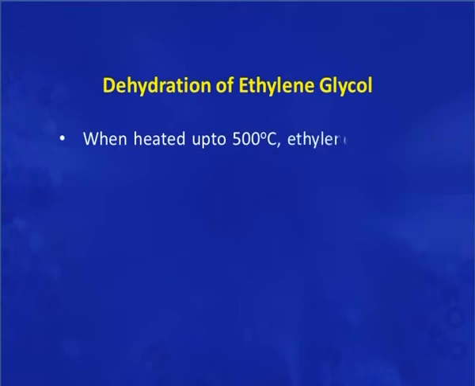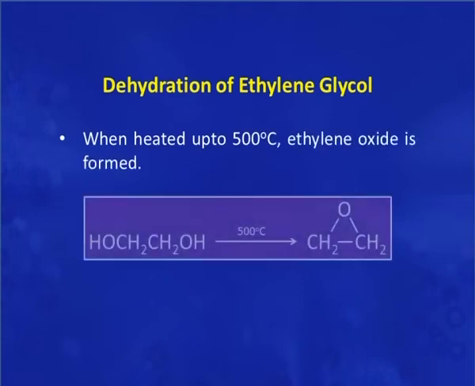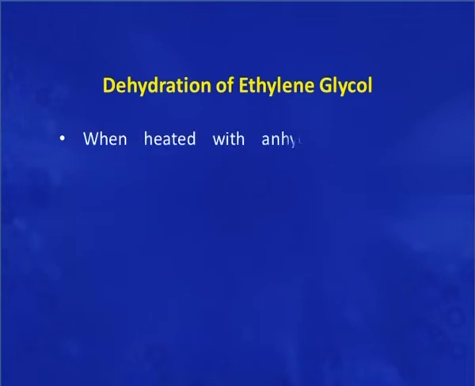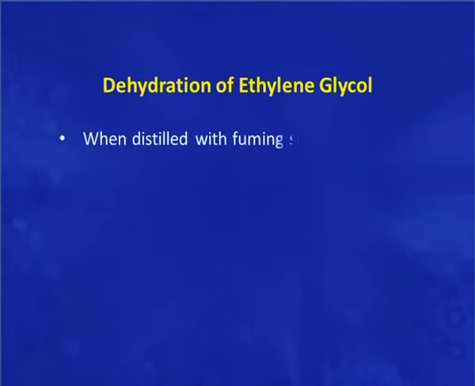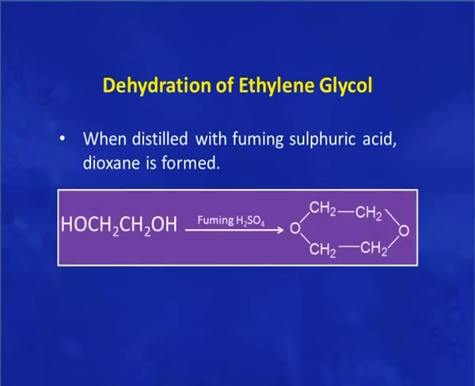Now, some dehydration reactions of ethylene glycol. Under different conditions, ethylene glycol gives different products of dehydration. For example, when ethylene glycol is heated at 500 degrees, it forms ethylene oxide. When heated with anhydrous zinc chloride, the product is ethanal, whereas when distilled with fuming sulfuric acid, dioxane is produced. Dioxane is a good solvent.